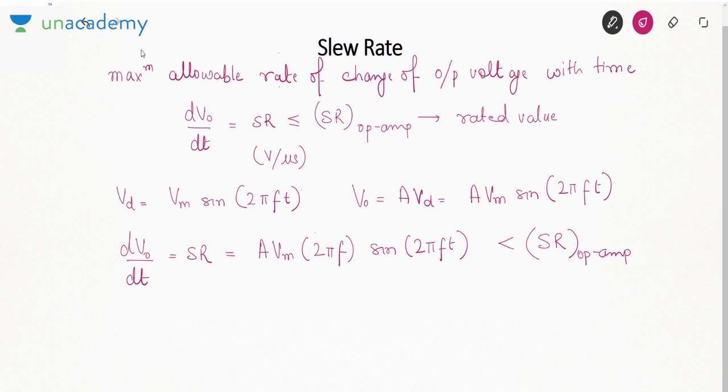So from here we can have two limits, either on the maximum value or on the frequency. If you keep the frequency fixed, you can find out the maximum value of input voltage. If you keep the input voltage magnitude fixed, then you can find out the maximum value of frequency. So this slew rate will be written as A into 2 pi f into Vm. So we say the maximum value of dV0 by dt is the slew rate. That is why we are considering the trigonometric value as 1, because we want the maximum rate of change. That maximum rate of change is called your slew rate. So for maximum rate of change, the value is always 1.